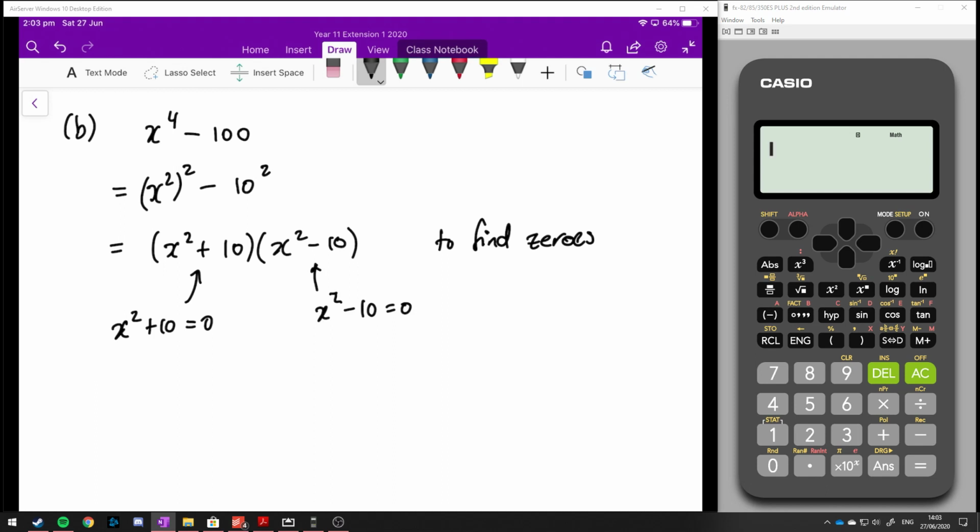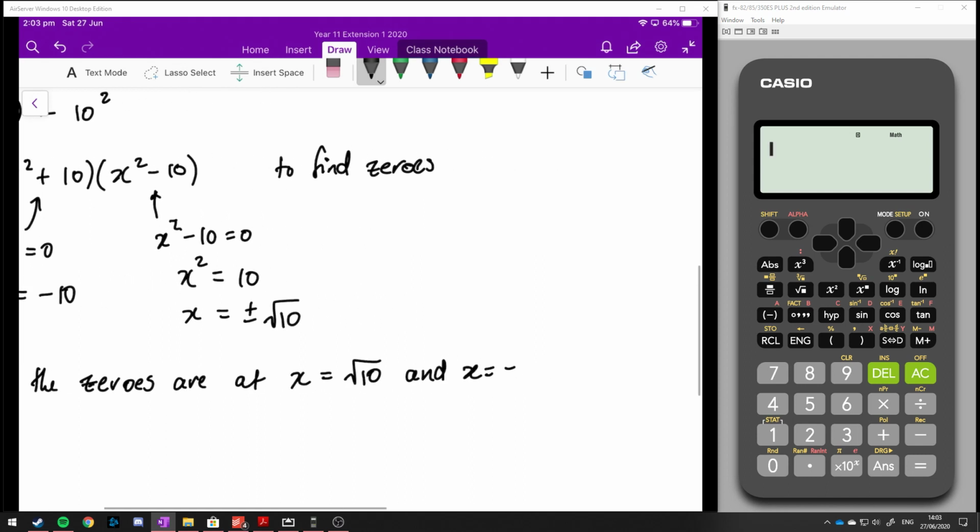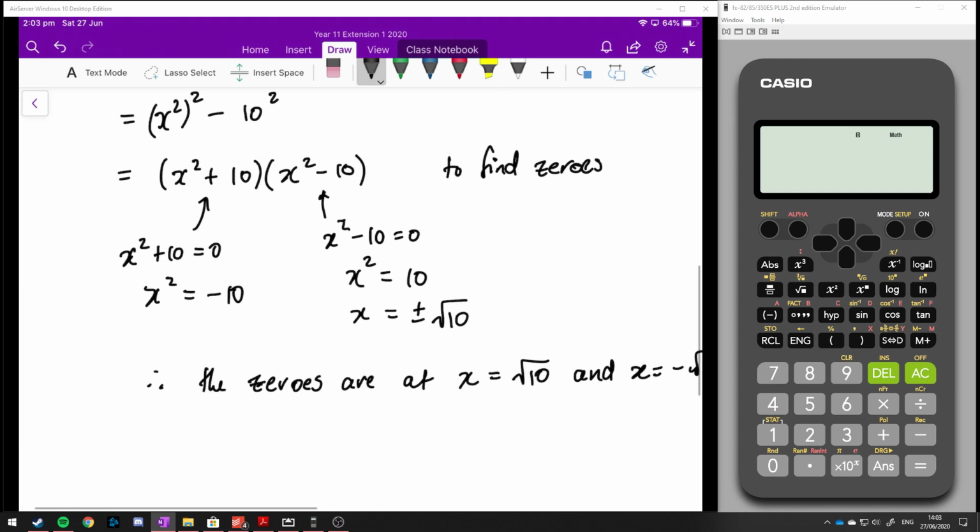If I have x squared plus 10 equals 0 and x squared minus 10 equals 0, I can solve both of them. What you'll notice is on this side, if I move the 10 across to the other side, we get a negative value, and we can't do the square root of a negative. So we're going to move over to this side and just focus on this one. x squared is equal to 10, which means that x is equal to plus or minus the square root of 10. So therefore, the zeros are at x is equal to root 10 and x is equal to minus root 10. And that's all we need to do.